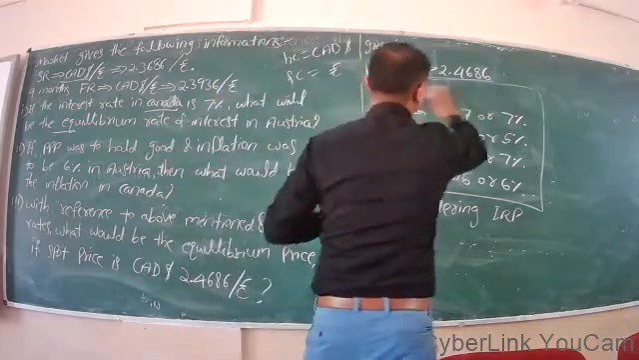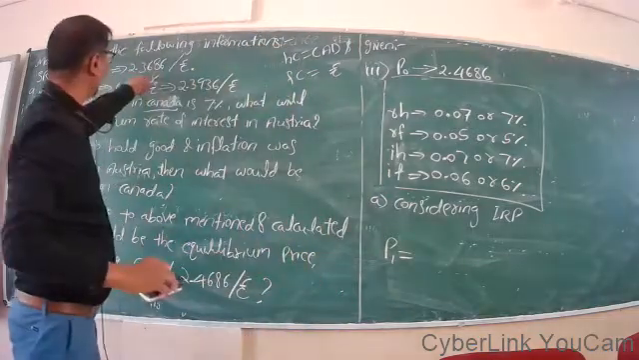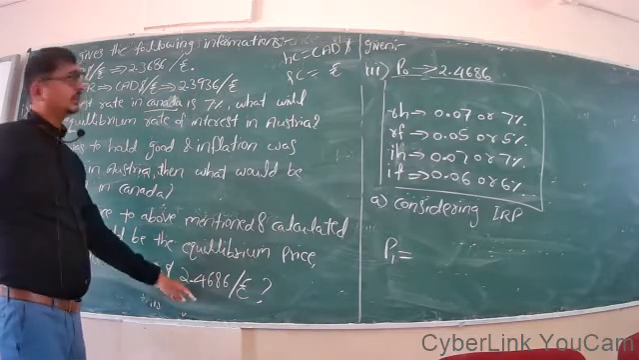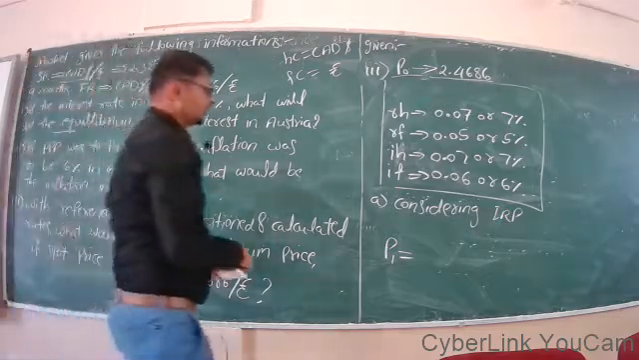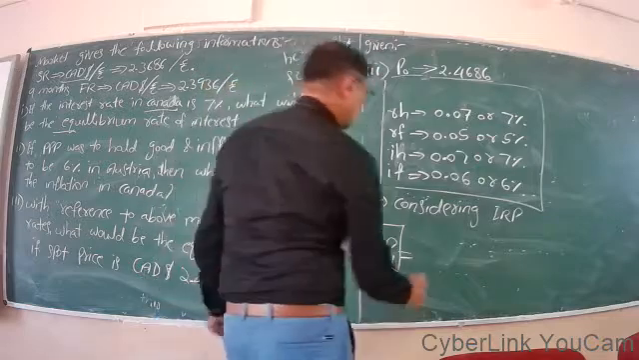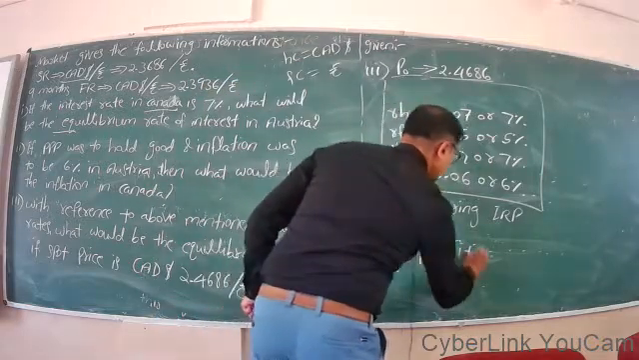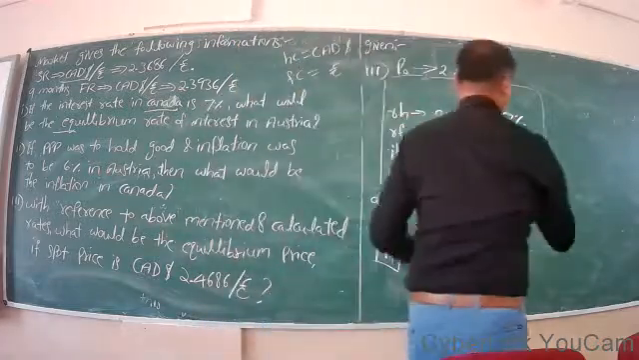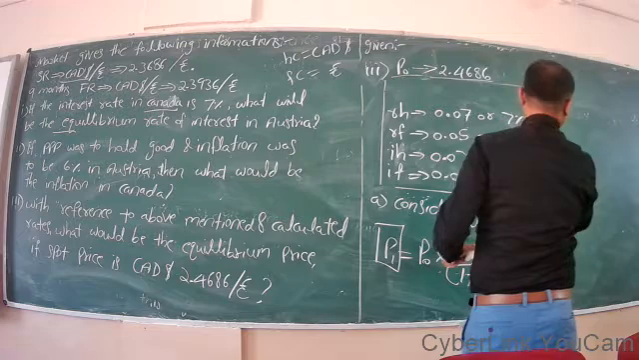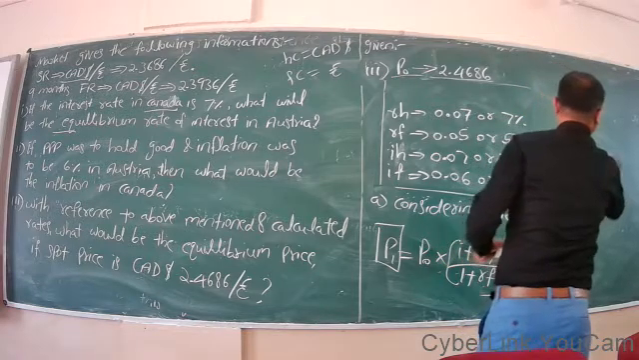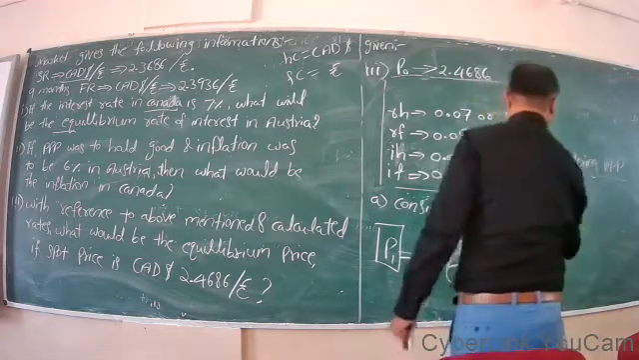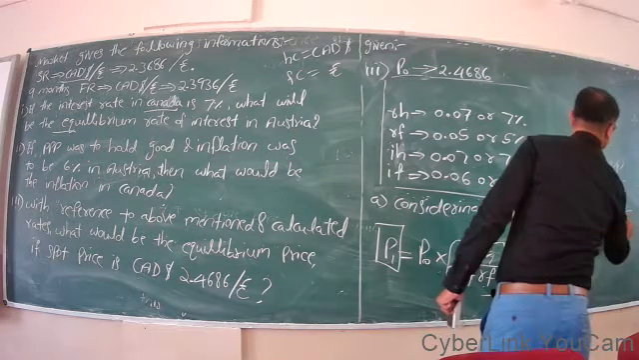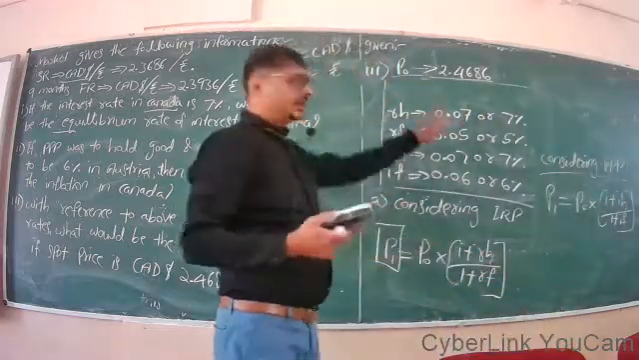If the spot rate was 2.3686, then the forward rate would be 2.3936. Now, if the spot rate was 2.4686, what would be P1? You have to calculate P1 now. Considering IRP, the formula is P0 multiplied by 1 plus RH divided by 1 plus RF, rates of interest. And considering PPP, the formula will be P1 equals P0 multiplied by 1 plus IH divided by 1 plus IF. So you have all the data.